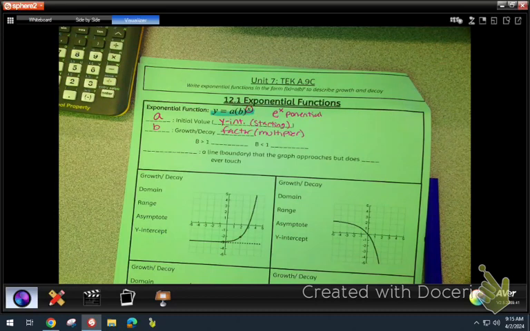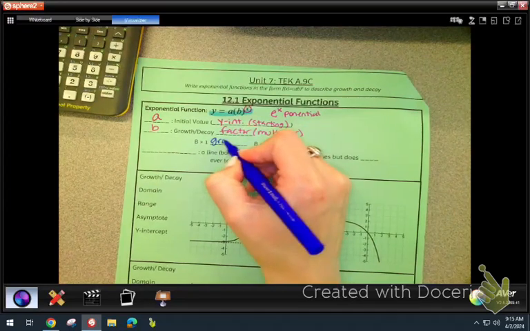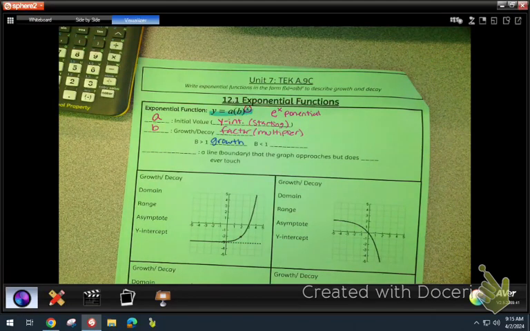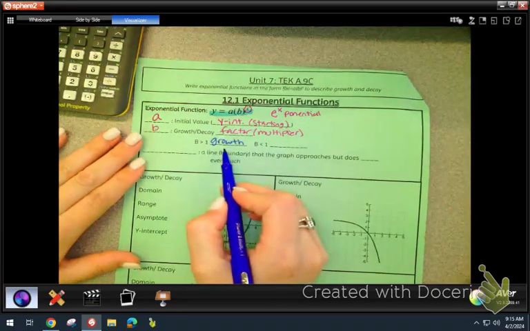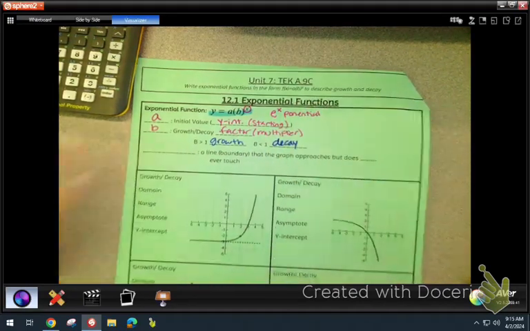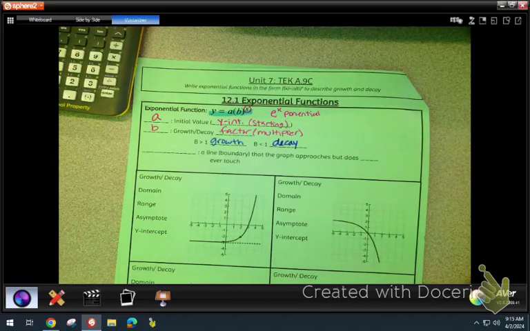If that b value is greater than 1, then that means your graph is going to be growing. Okay, so that makes sense. You're multiplying by a number that's bigger than 1: 2, 2.5, 3, 4, things like that. That'll indicate that it's growth. If it's less than 1, that will mean it's going to be decay, which means it's decreasing. It's getting smaller. So we should be able to tell from the equation, based on that base, whether our graph's going to be going up or down.